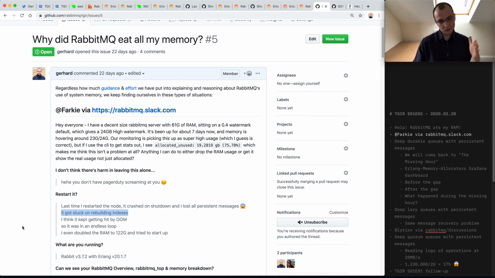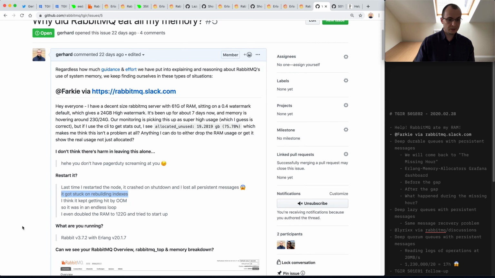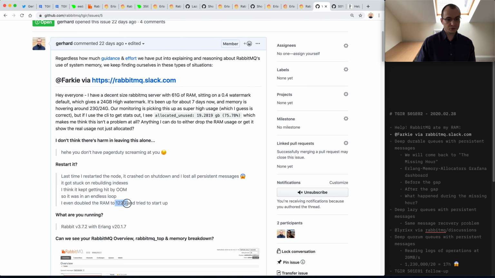This is the Linux OOM, the Linux out of memory killer, which will kill any process that is using the most memory when another process wants more system memory. And even doubling up the RAM to 122 gigabytes, it didn't seem to help.